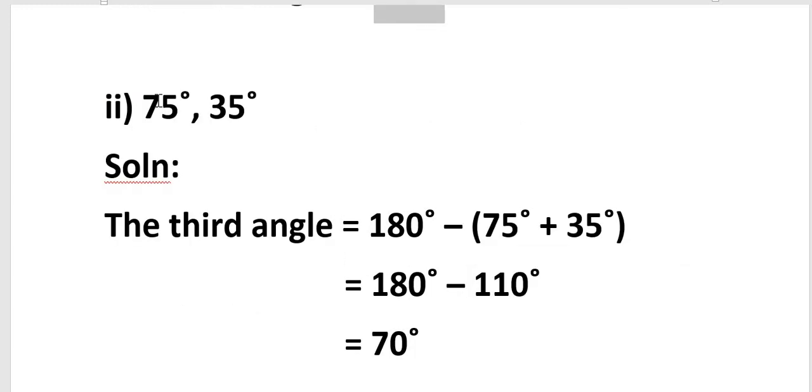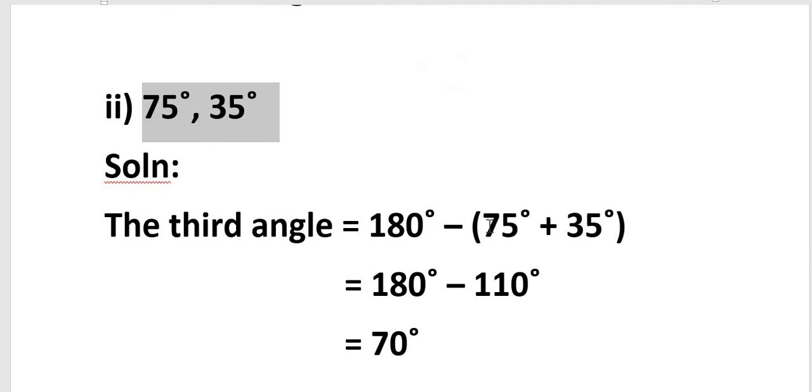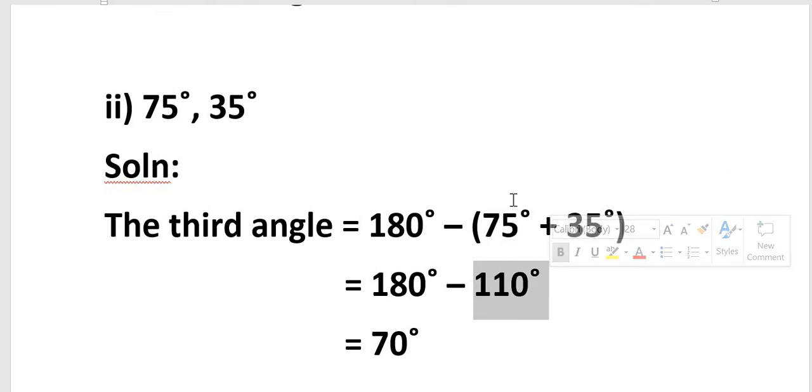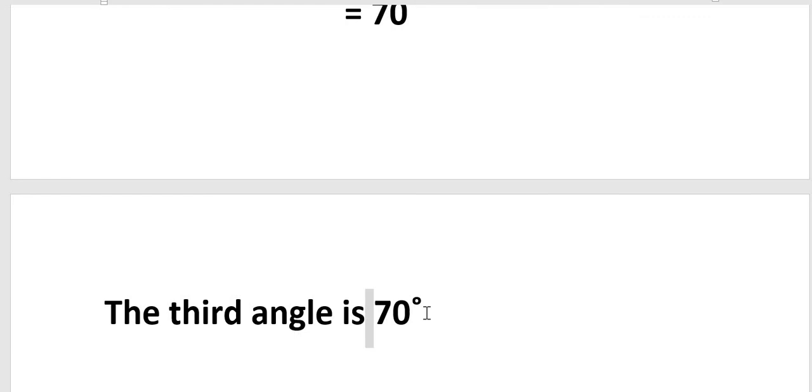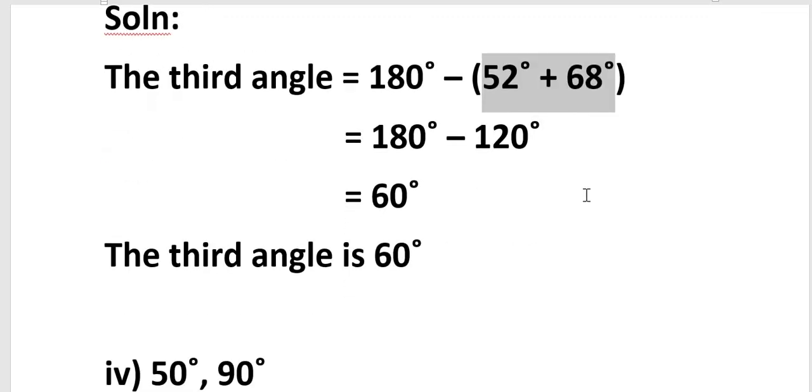Next one is 75 degree and 35 degree. When you add 75 and 35, you will get 110 degree. Subtract from 180 degree, then we will get the third angle as 70 degree. The third problem is 52 degree, 68 degree. Add the two angles, we will get 120 degree. When you subtract it from 180 degree, we will get 60 degree. So the third angle is 60 degree.